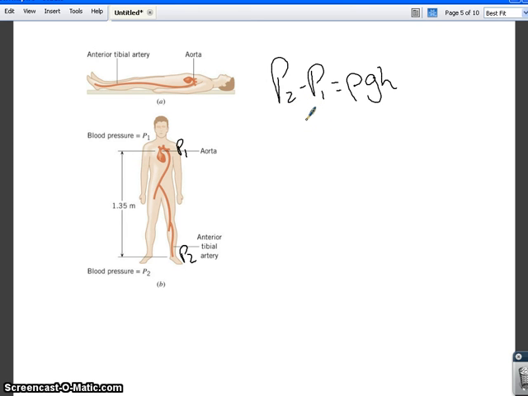Now, what I'm saying, and what I'm not saying, is that if you lay down, you have no pressure in your blood. You still have blood pressure, because that's how it works. You still have blood pressure. You just don't have a pressure difference between your heart and your feet.